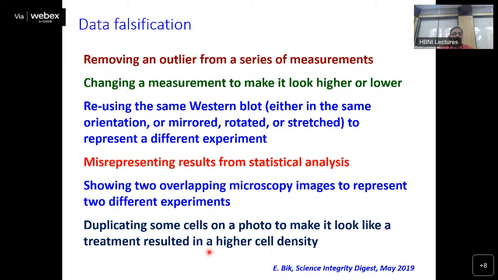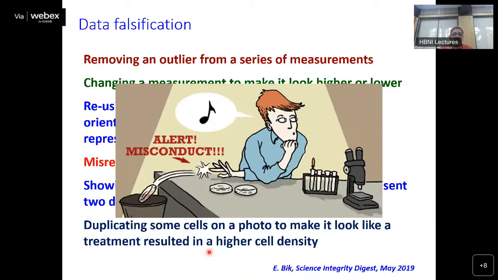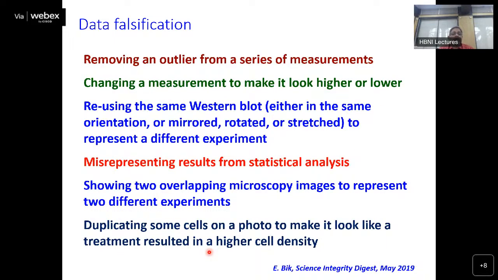As I said, you remove an outlier from a series of measurements. So you have a set of data which falls out of the general trend, and you throw it out. Okay. Then you have an observation which is not what you want, so you throw it in the dustbin. Then you change a measurement to make it look better. Okay. Or when you talk about cell research, you have what are called Western blots, which is terminology used for identifying those genetic markers.